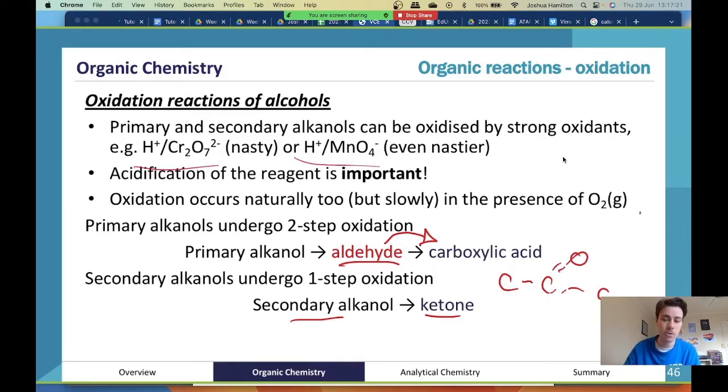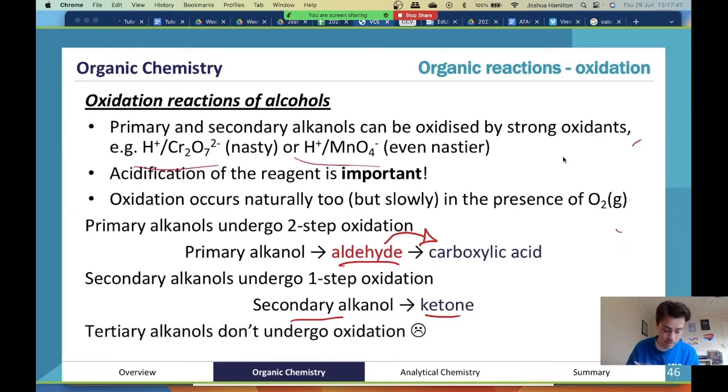Tertiary cannot even form a double bonded oxygen because, if you think about it, there's a carbon here and then you've got your OH. If you want to form a double bond there, you end up with 5 bonds. So again, not useful. That is why primary alcohols are the most useful and are the ones that we're going to utilize the most. And as we said, secondary alkanols form ketones, really not that useful. Now, tertiary alcohols don't undergo oxidation.